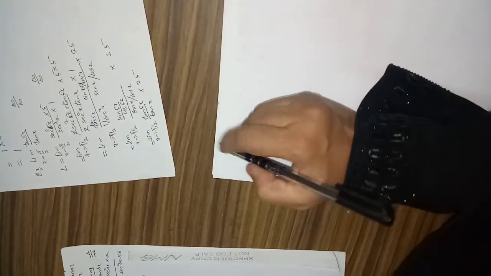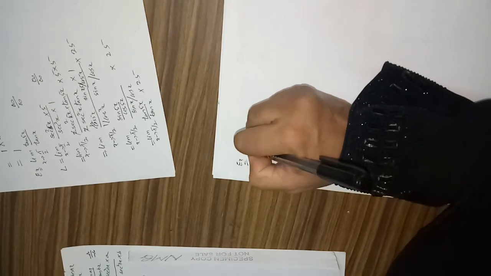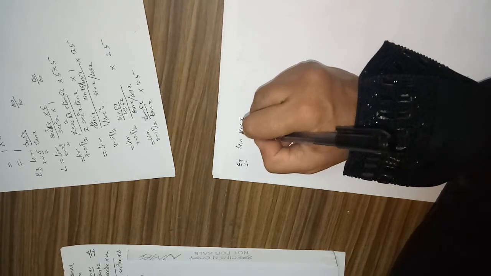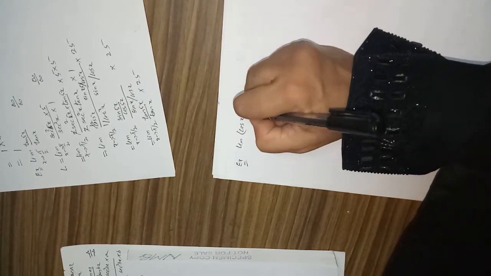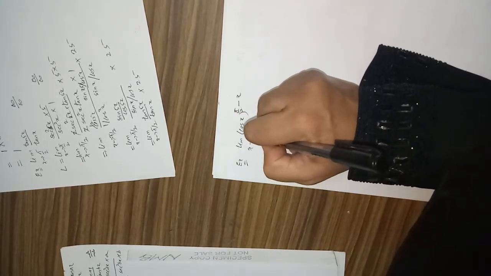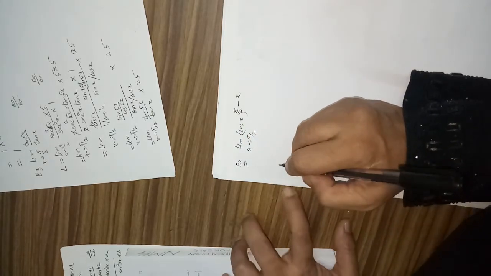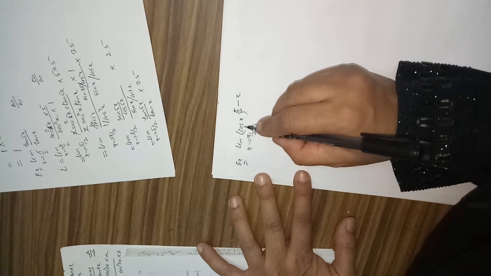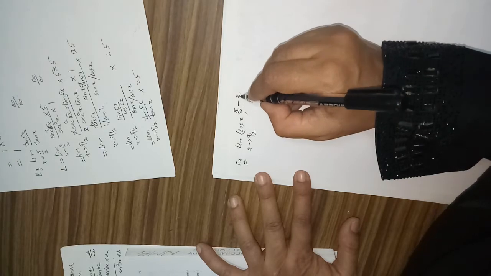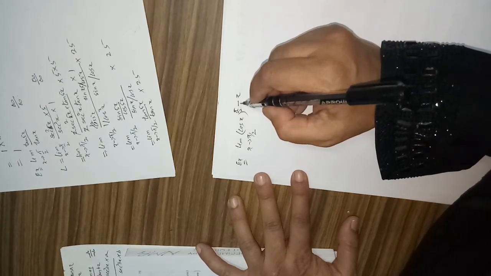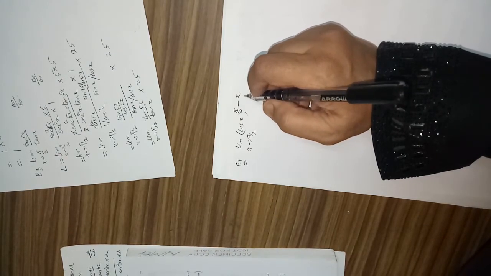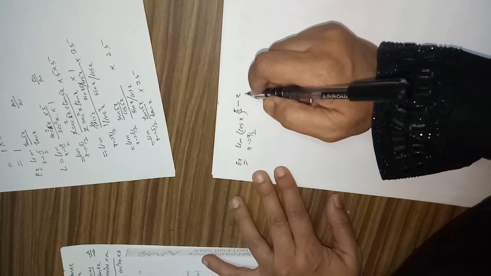Limit of cos x raised to pi by 2 minus x as x tends to pi by 2. Now if you put x equal to pi by 2, what happens? Cos pi by 2, which is 0, and pi by 2 minus pi by 2, it is 0. It is 0 raised to 0 form, where we cannot apply L'Hospital's rule directly.